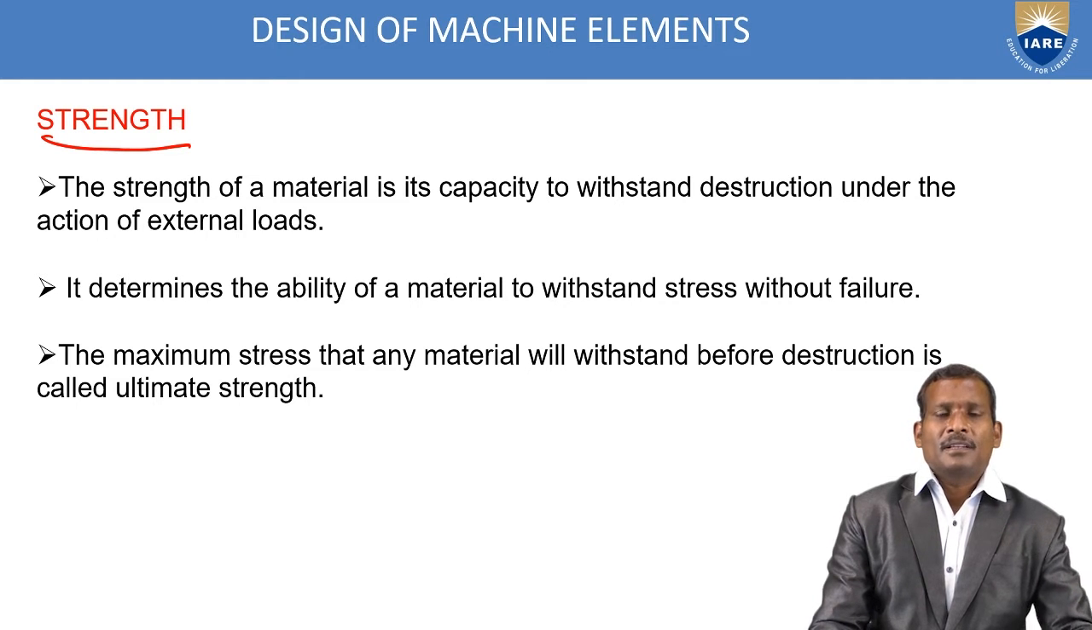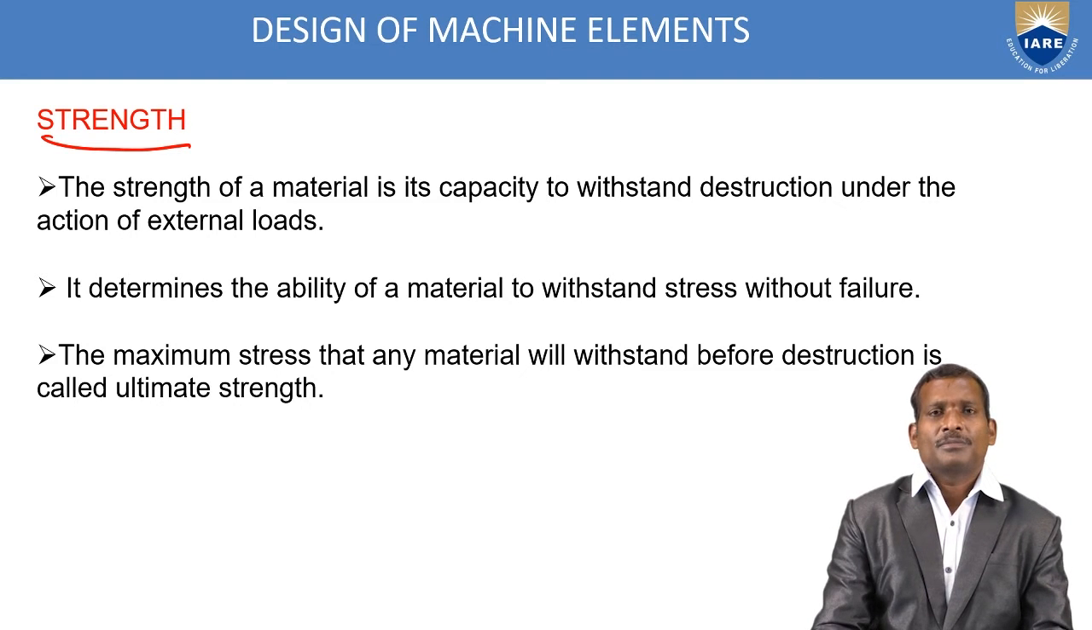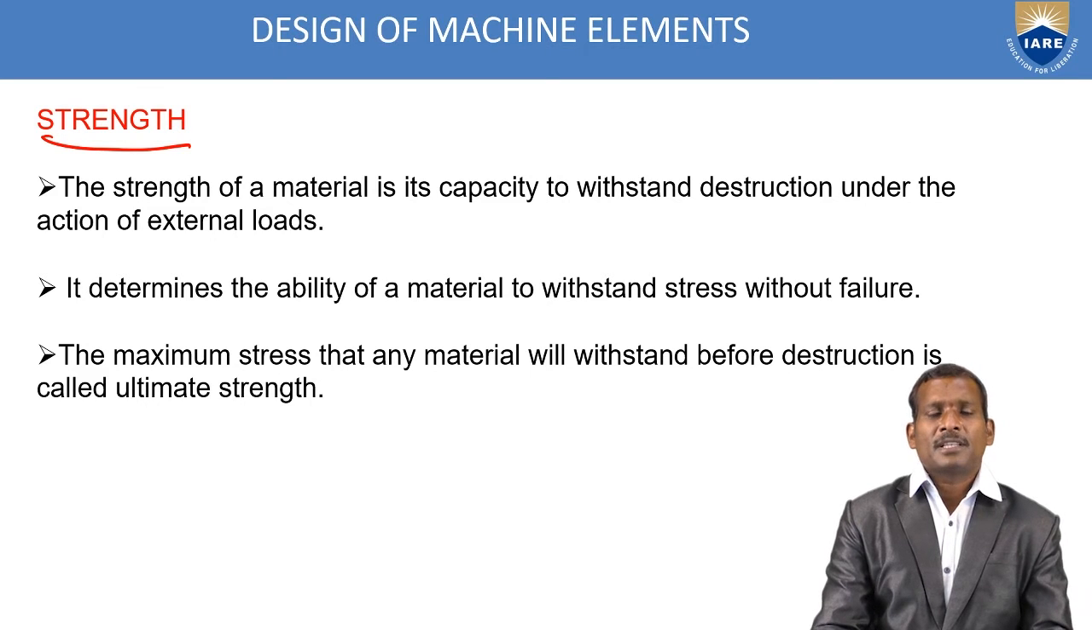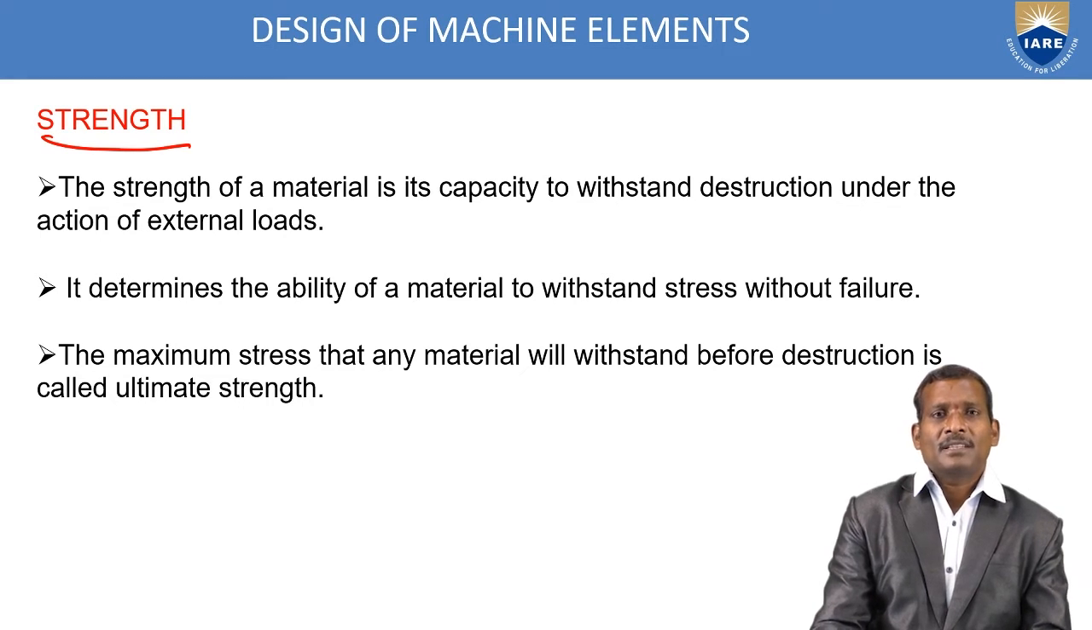Now, the important mechanical property of engineering material is strength. The strength of a material is its capacity to withstand destruction under the action of external loads. So if you want to design a mechanical component subjected to tensile load, it should withstand the load. It should be capable of carrying the load. That property is called strength. It determines the ability of material to withstand stress without failure.